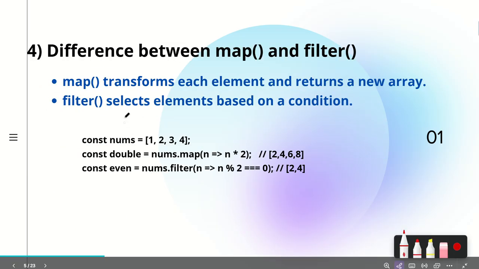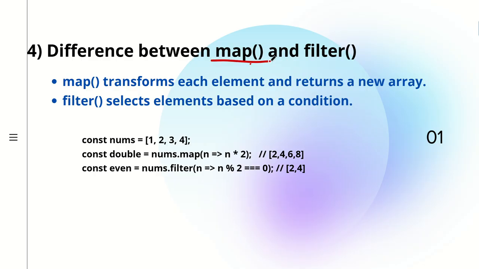Now let's see our fourth question: the difference between map and filter. What is the difference between map and filter? Map and filter are array methods. I have already discussed the top 30 array functions in JavaScript. I've made a playlist of these array functions, and I will be attaching the link of those videos. If you're interested, you can check those videos too. So let us see what map and filter are.